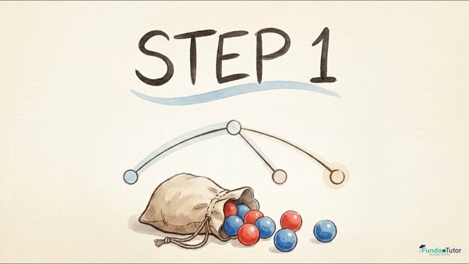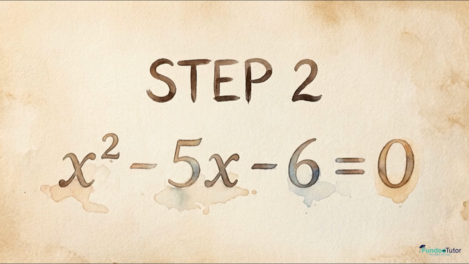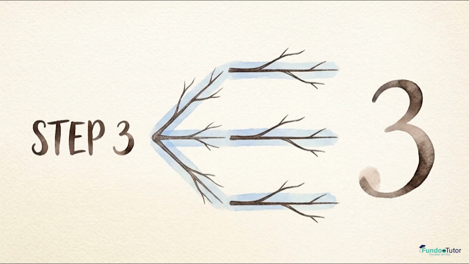Remember the 3-step method. Isolate the required path, use algebra to build your quadratic, and apply multiplication shortcuts to identical probability branches.